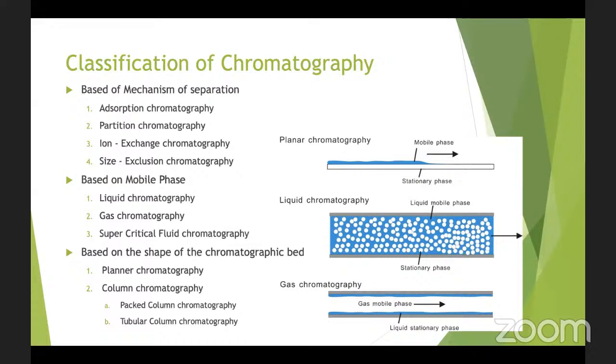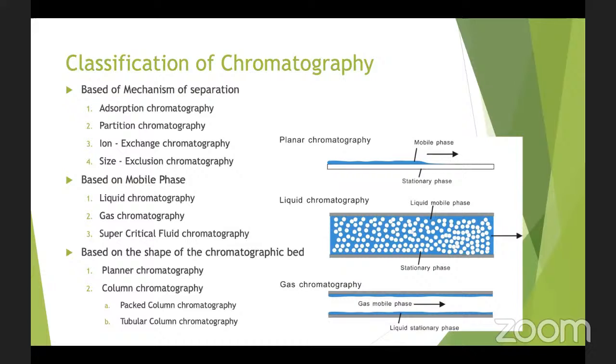Now, in liquid chromatography, the mobile phase that is used is liquid. For example, normal phase chromatography or reverse phase chromatography, then hydrophobic or hydrophilic interaction chromatography, ion exchange chromatography, FPLC, which is fast protein liquid chromatography, or affinity chromatography. In all of these chromatographies, the mobile phase that is used is liquid.